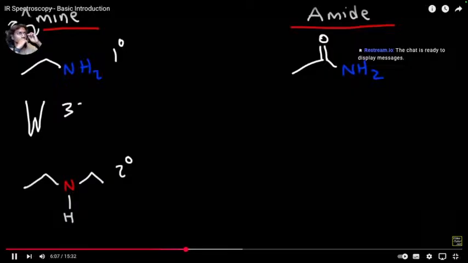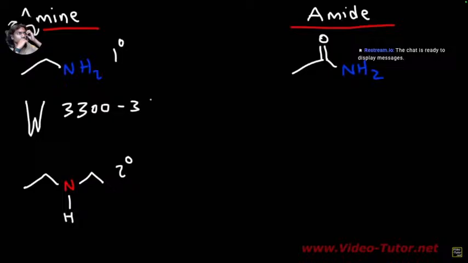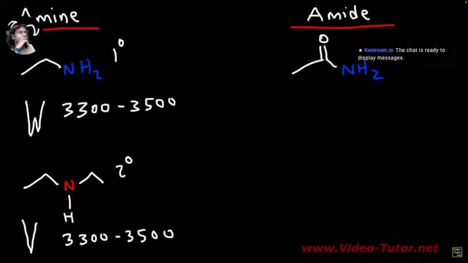The signal is somewhere between 3300 and 3500. Now, the secondary amine only has one hydrogen atom attached to the nitrogen atom, and so it's going to have a single peak between 3300 and 3500. So that's how you could distinguish the primary amine from a secondary amine.